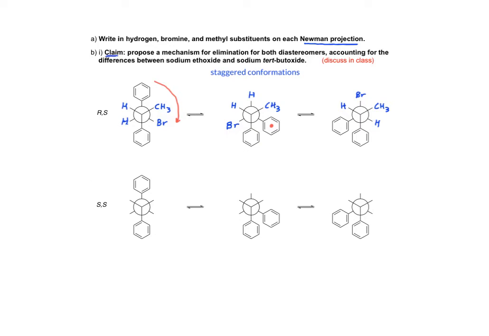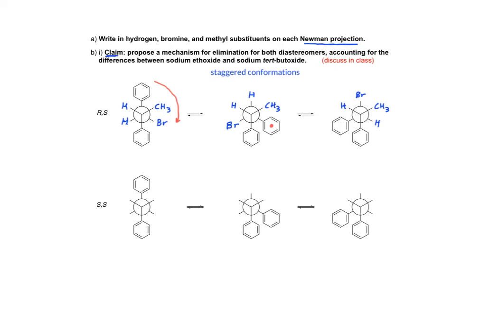Now for the claim, proposing a mechanism for elimination, the textbook makes a claim, and I will recommend that you adopt that claim and test that on the structures of these two diastereomers, considering all three of the staggered conformers.